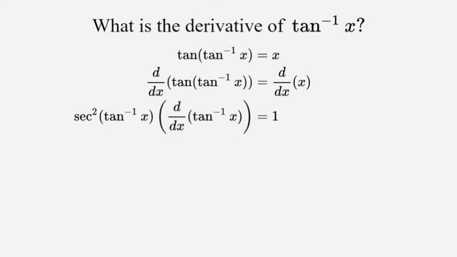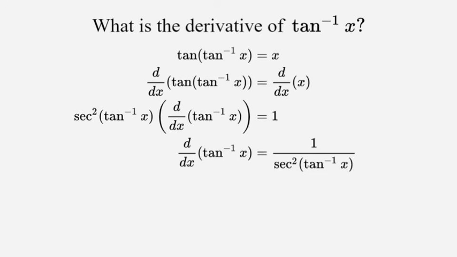and then you multiply by the derivative of the inside, and the derivative of tangent inverse, well, we don't know what that is, that's the big question here, and so we're just going to leave that as the derivative of tangent inverse of x. And then on the right side, we know that the derivative of x is 1. And from here, let's move the secant squared of tangent inverse of x over to the other side, and now in a sense we've actually answered the question, that being the derivative of tangent inverse of x is equal to 1 over secant squared of tangent inverse of x.